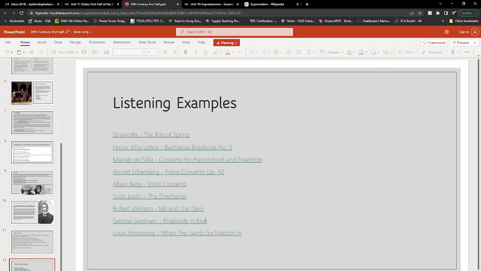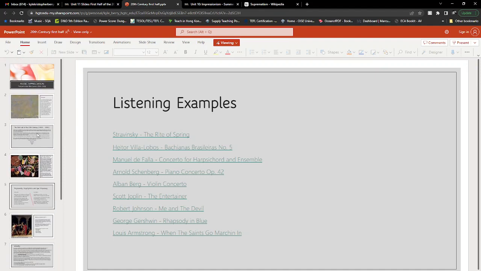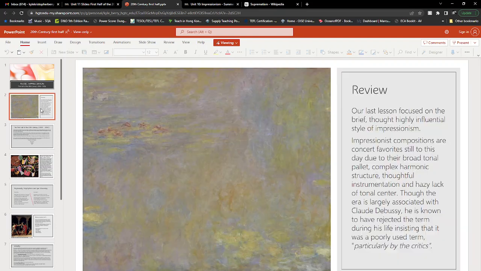We also have some other really great stuff. Robert Johnson, one of the most important blues guitarists of all time. Rhapsody in Blue by George Gershwin. Gershwin was thought of as taking jazz into the concert hall and orchestrating it in a more traditional way. Rhapsody in Blue is one of the most important pieces of American music ever written because of that.